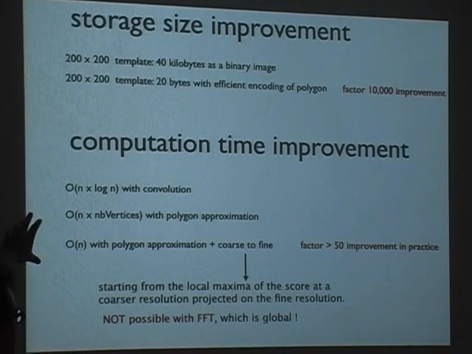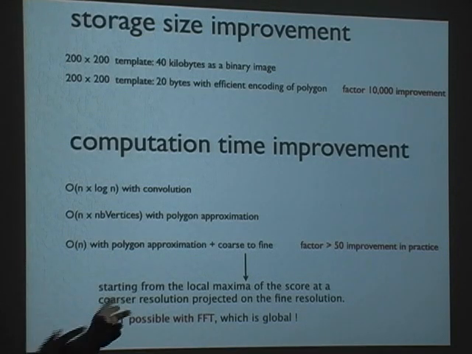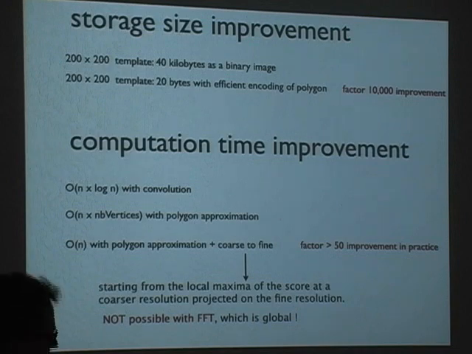And also the computation time improvement is very big. If you use n log n with convolution, it can go down to n times the number of vertices in your polygon with the polygonal approximation. And it can also go down to linear with coarse to fine on top of it. Coarse to fine is valid because we can have random access computation of the dot products, as opposed to FFT, which is global, so you can do coarse to fine.